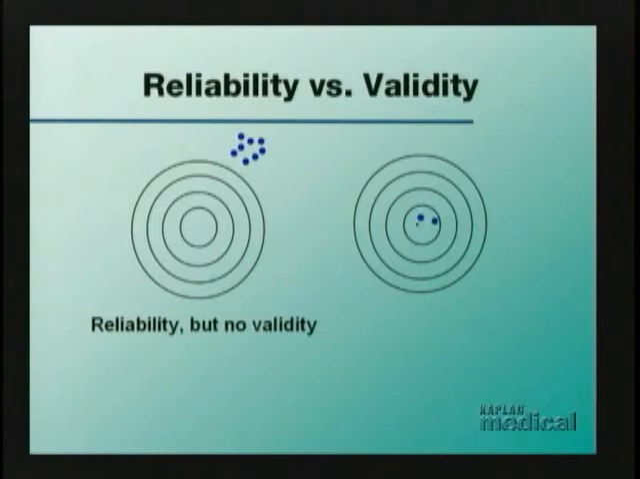So this example on the left is one of reliability, yes, but validity, no, as compared to the right-hand side. Once again, we have a set of shots clustered, but this time we've clustered them in the bullseye. This, because of the clustering, is reliability, and now because we've hit the target, is also validity. Please note, if you have validity, you're required to have reliability as well.